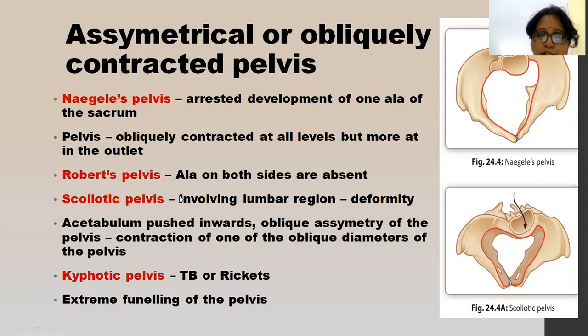In scoliosis, how does that look like? If the scoliosis involves the lumbar region, then there is deformity of the pelvis seen. The acetabulum is pushed inwards here, and it is an obliquely asymmetrical pelvis with contraction of one or both oblique diameters of the pelvis. And in kyphosis, which we see in case of tuberculosis or rickets, extreme funneling of the pelvis is seen in case of kyphotic pelvis. Funneling means the anteroposterior diameter is increased, transverse diameter is reduced. Then we will see pelvis like funnel-like.